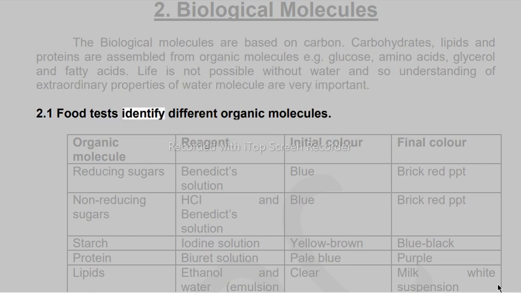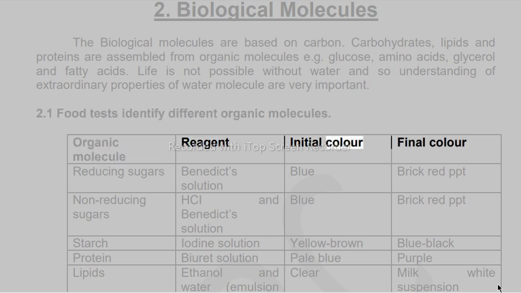2.1 Food tests identify different organic molecules. Organic molecule, reagent, initial color, final color. Reducing sugars: Benedict's solution, blue to brick red precipitate. Non-reducing sugars: HCl and Benedict's solution, blue to brick red precipitate.